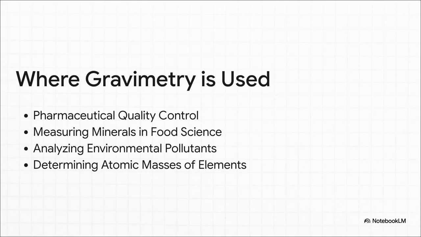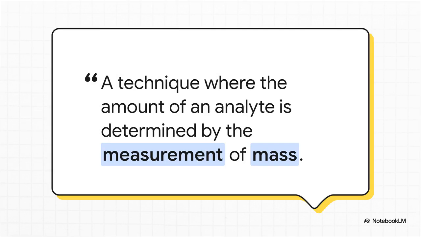And you can see how relevant it still is. It's a cornerstone of quality control, making sure your medicine has the exact right dose. Just like in that example we started with, it's used to check our water for dangerous pollutants. In fact, it's so reliable it was even used to help determine the fundamental atomic masses of the elements on the periodic table. So it really all comes back to this one simple, elegant concept. If you can turn a substance into a pure solid, you can measure its mass directly. It's a tangible measurement of actual matter, and you really can't get much more fundamental than that.